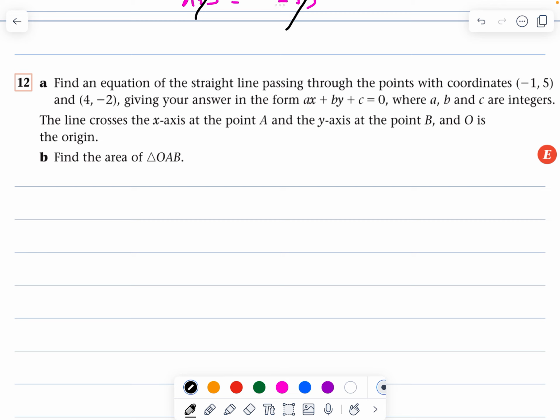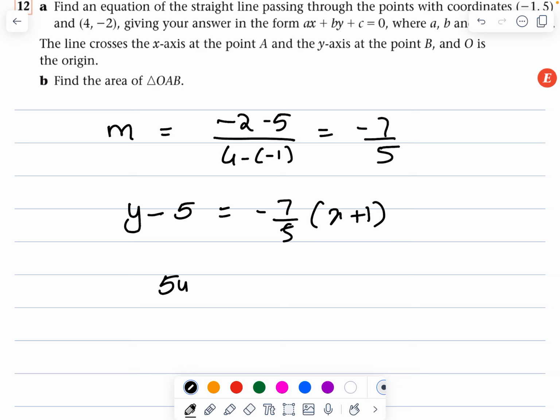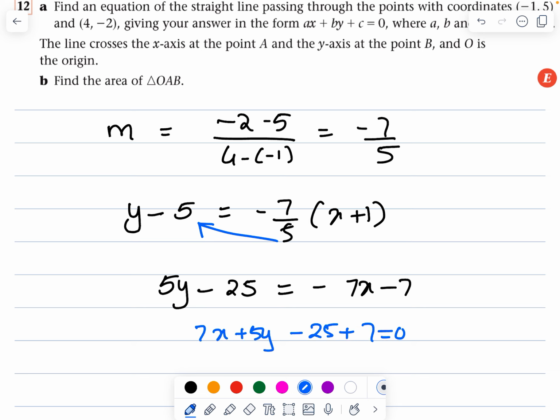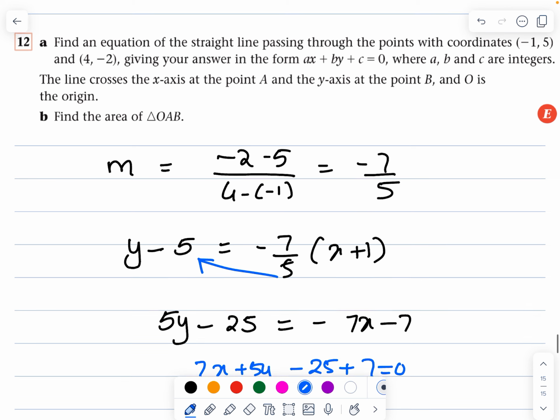Question number 12. Find an equation of a straight line passing through these 2 points. So first find the gradient, y2 minus y1 upon x2 minus x1, minus 7 upon 5. So y minus y1 equals m times x minus of minus 1. Cross multiply: 5y minus 25 equals minus 7x minus 7. I did the cross multiplication. Bring all terms on one side. So what will be the equation? 7x plus 5y minus 18 equals 0.